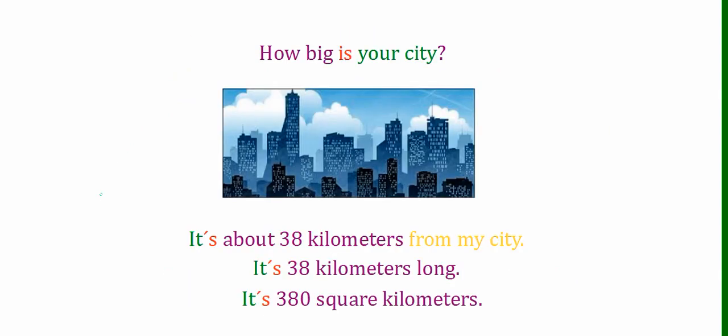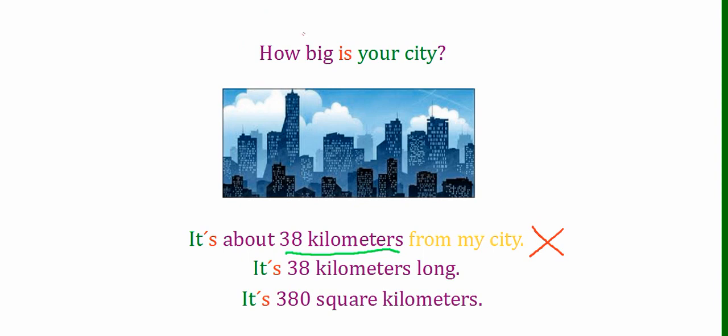So let's look at this example. The question is, how big is your city? And we have 3 responses, but only one is correct. So how big is your city? The first answer is, it's about 38 kilometers from my city. If we have this structure, we know we're asking for distance. And what we want to know is how big. We want to know the area. So this is incorrect.